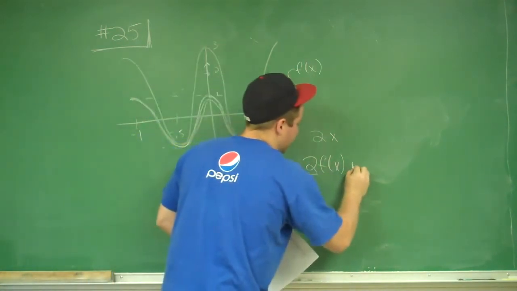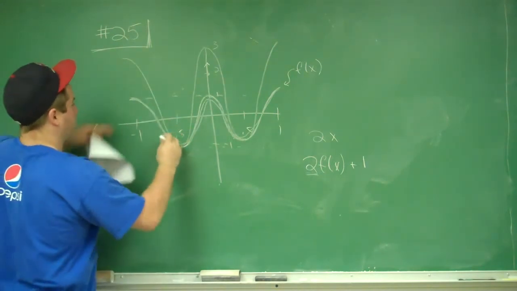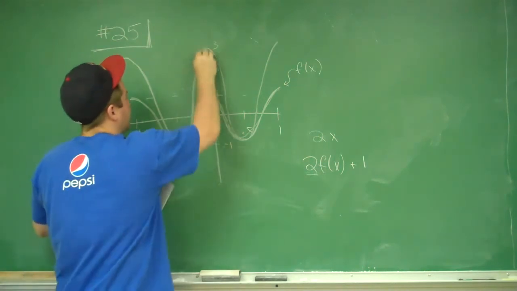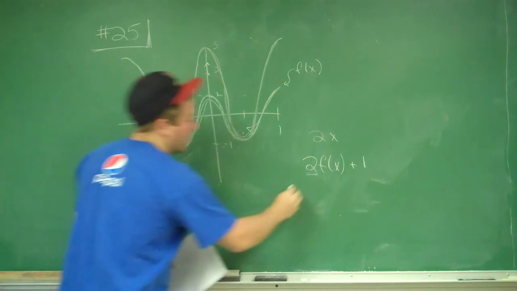So basically it's going to be 2 f of x plus 1. Multiplying by 2 makes it bigger, and shifting it up 1 is going to drop it right on top of where we want it to end, right there on the big one. Alright, so your answer is 2 f of x plus 1.